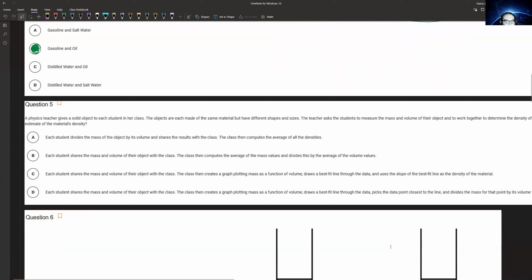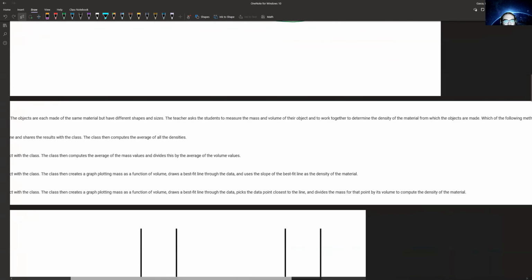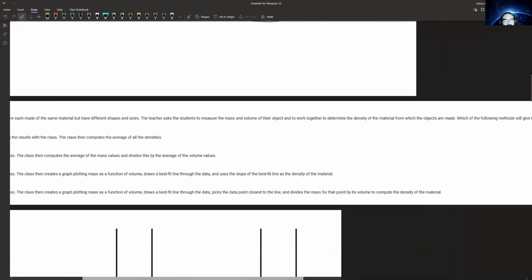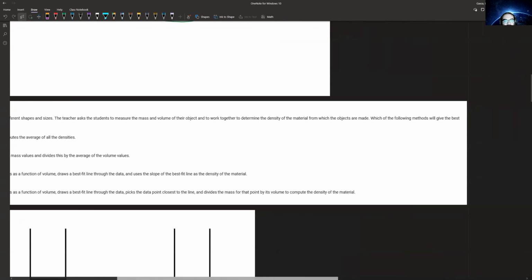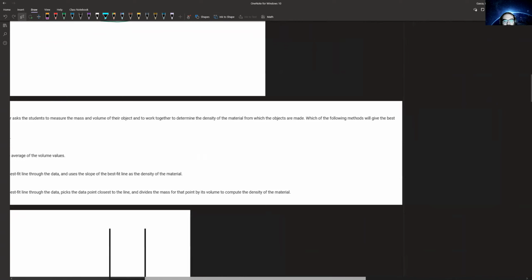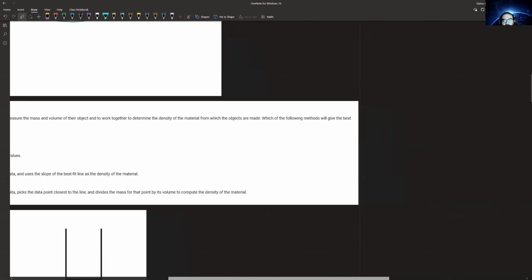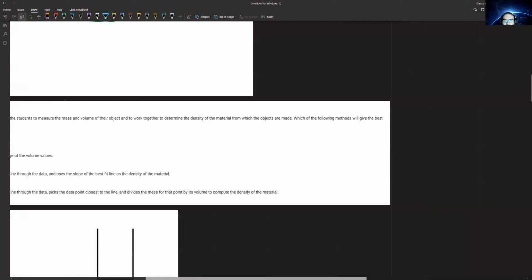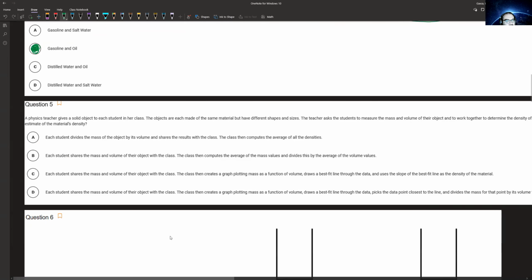Okay, question 5. A physics teacher gives a solid object to each student in her class. The objects are each made of the same material but have different shapes and sizes. The teacher asks the students to measure the mass and the volume of their object and work together to determine the density of the material from which the objects are made. Which of the following methods will give the best estimate for the material's density? So here we have another experimental situation. And let's see here what we're thinking.